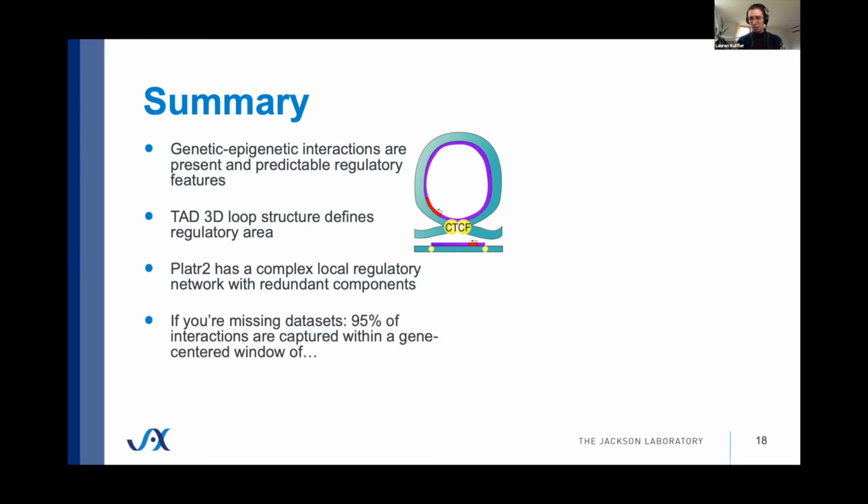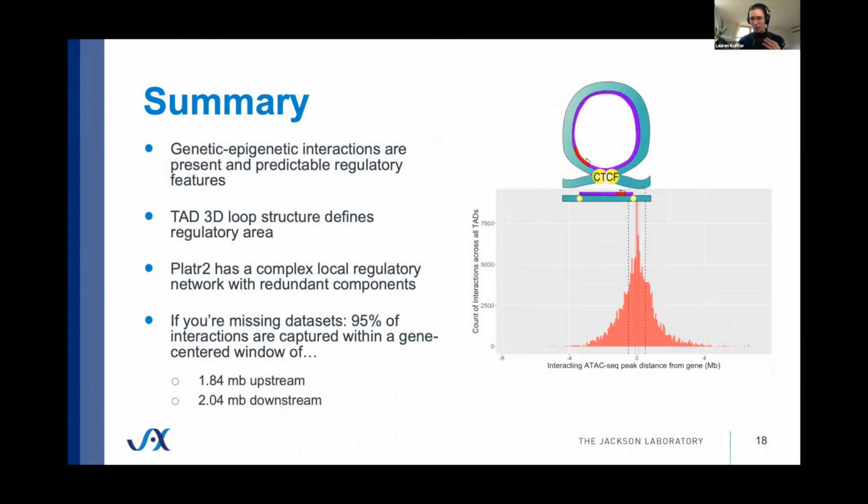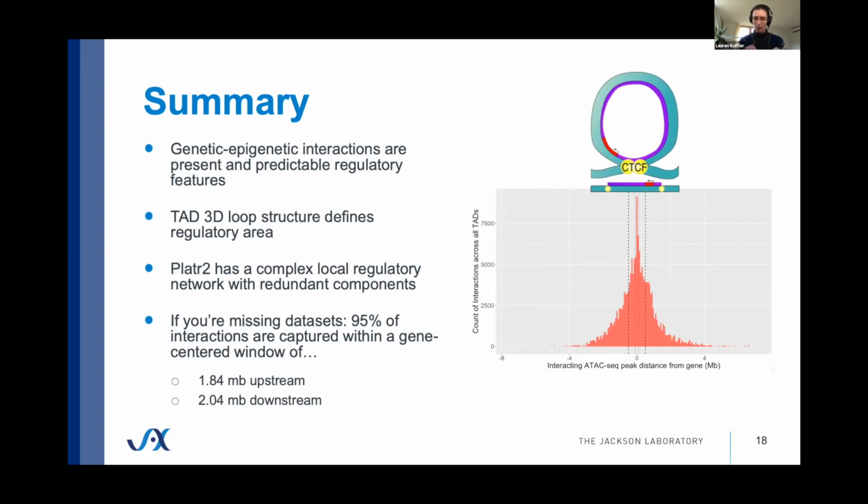And for those who are interested in applying these kinds of principles to your own data, but you're missing one or more components of the analytical method used here, the distribution of where we found interactions suggests that you can capture 95% of all the interactions we've found within a 3.9 megabase window centered at the gene start coordinates, with 1.84 megabases upstream and 2.04 megabases downstream.